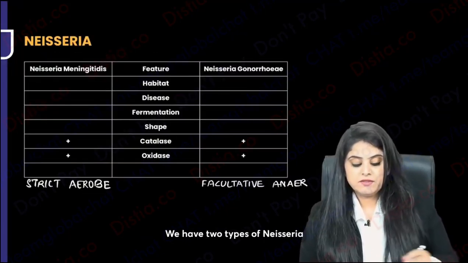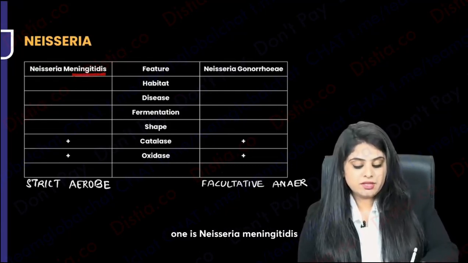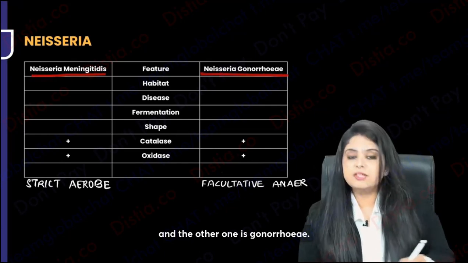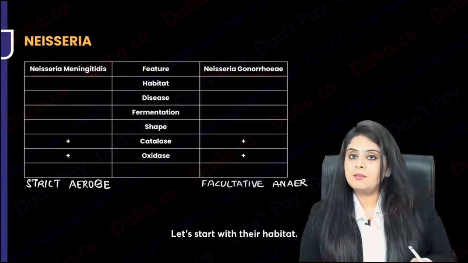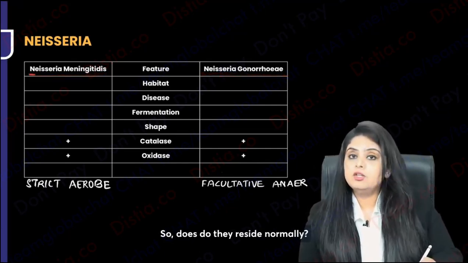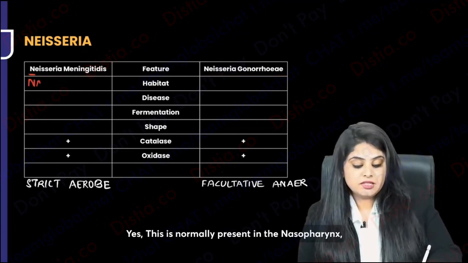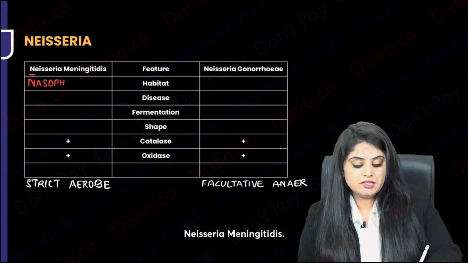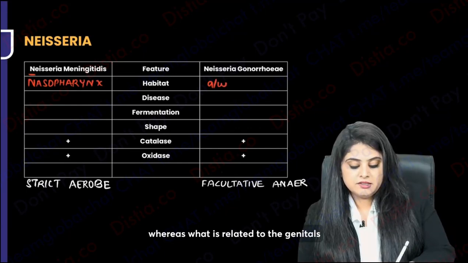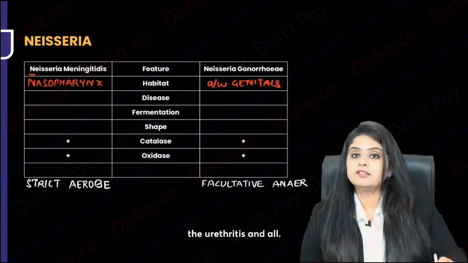So let's get going. We have two types of Neisseria that we are going to study. One is Neisseria meningitidis and the other one is Neisseria gonorrhoeae. Let's start with their habitat. Do they reside normally? Yes, Neisseria meningitidis is normally present in the nasopharynx, whereas what is related to the genitals is going to be Neisseria gonorrhoeae. That is why it's going to relate to urethritis and all.